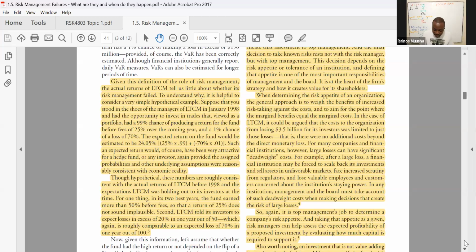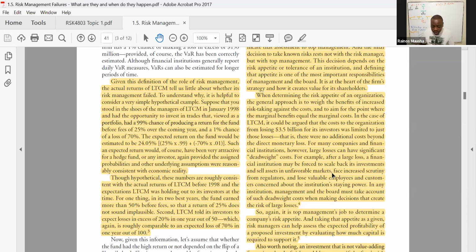For many companies and financial institutions, however, large losses can have significant deadweight costs. For example, after a large loss, a financial institution may be forced to scale back its investments and sell assets in unfavorable markets. Which means when they're talking about selling assets in unfavorable markets, this is where you know that you're selling these assets at a loss. Why? Because you are not able to hang on to these assets anymore, even though you might be expecting that maybe after 1 year, if you ride out the wave, the value of the asset would have gone up and then we sell them at a higher price.